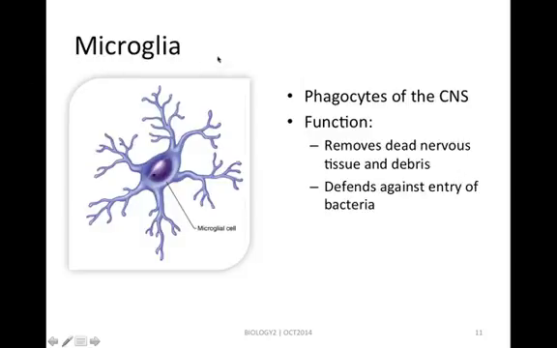Next, we have the microglia. These are the phagocytes of the CNS. When we say these are the phagocytes, basically they phagocytose bacteria as well as dead nervous tissue and debris. Notice that microglia cells are also star-like in shape, but they are much smaller and less numerous.